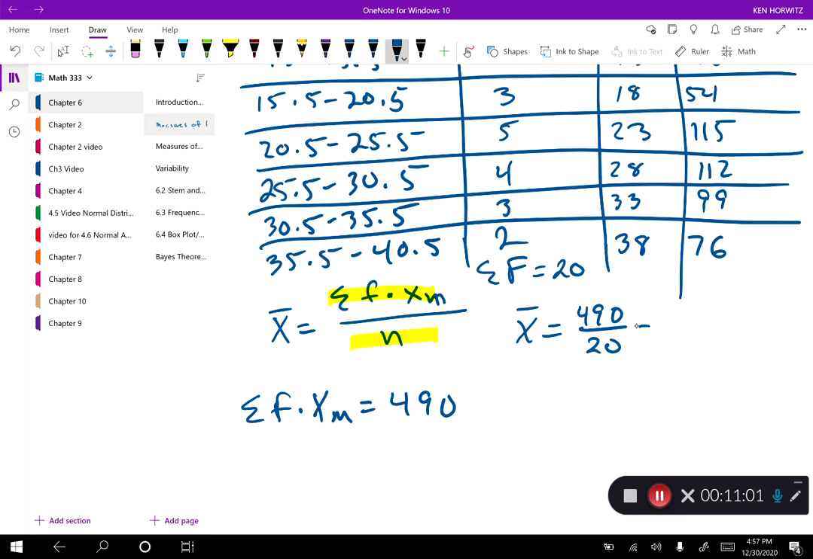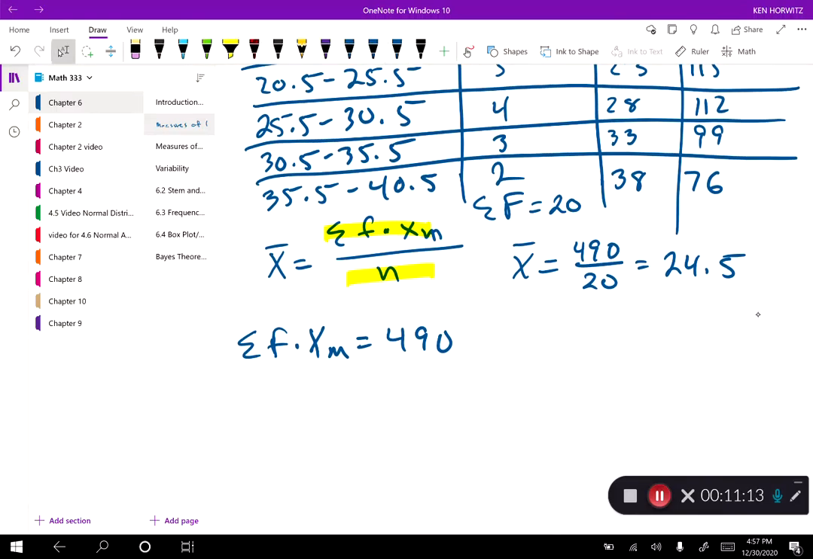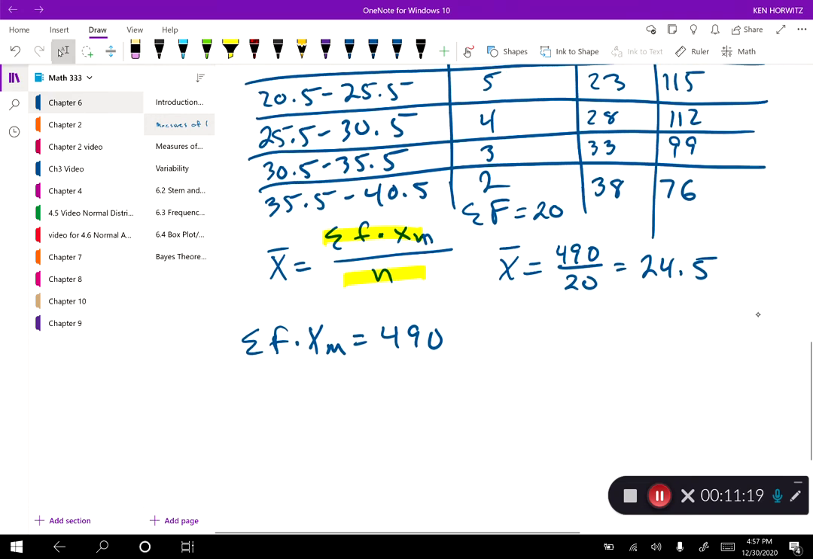All right, I get 24.5. And if I told you that this was the data for the miles that I ran last month, I could say the average is 24.5 miles. I definitely want to see the labels when appropriate. Most of the problems you're going to get in statistics are going to be attached to something real, so please do not forget about those labels. I find them quite important.